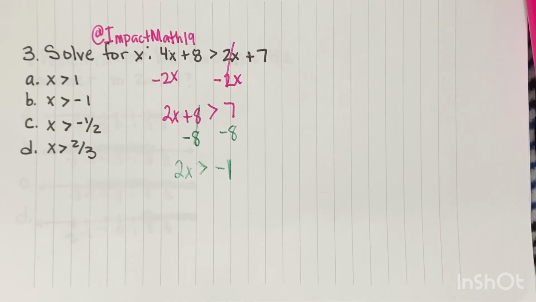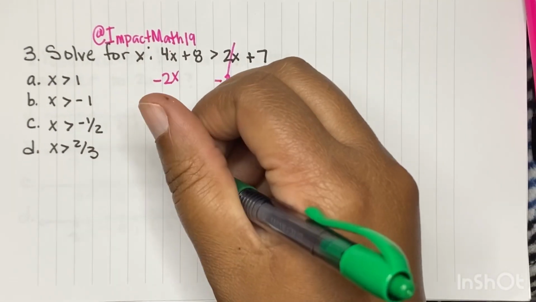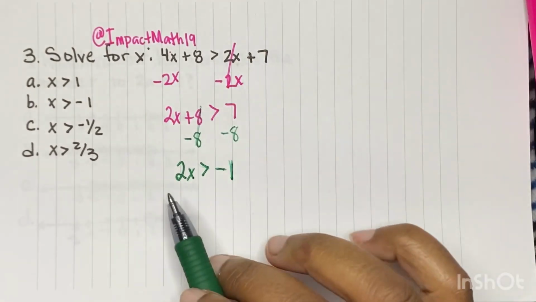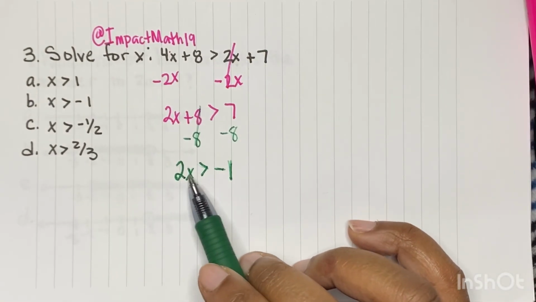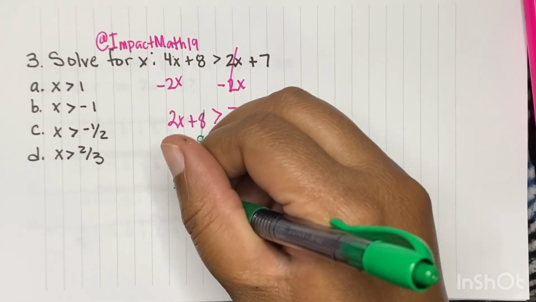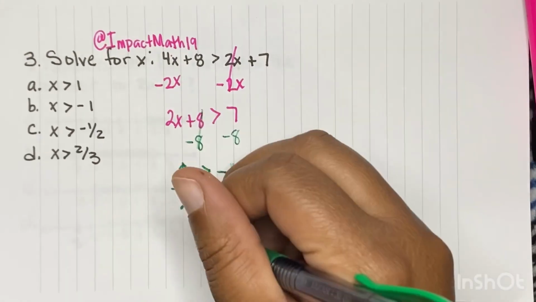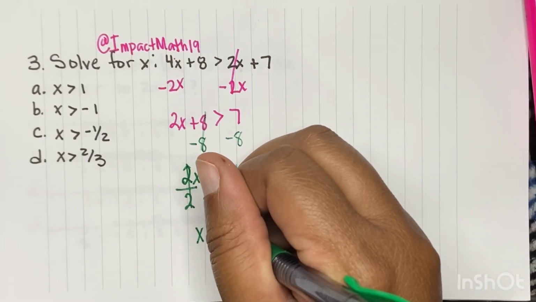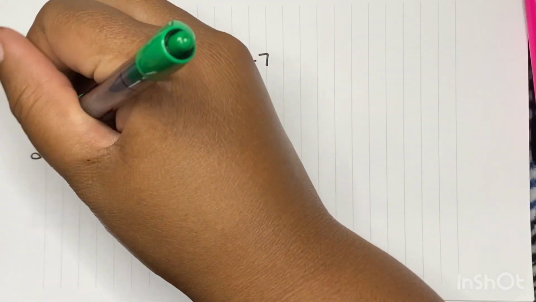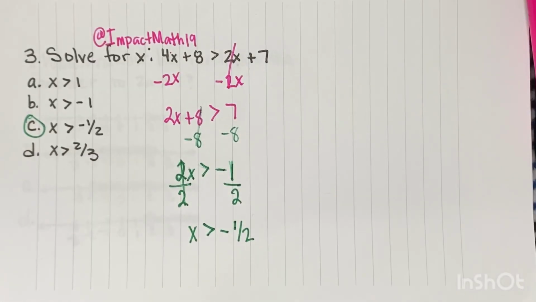Now we want x by itself. 2x greater than negative 1. And since the 2 is connected through multiplication, we can divide both sides by what's with the x, which is 2. So we have x is greater than negative 1/2. So C would be our answer.